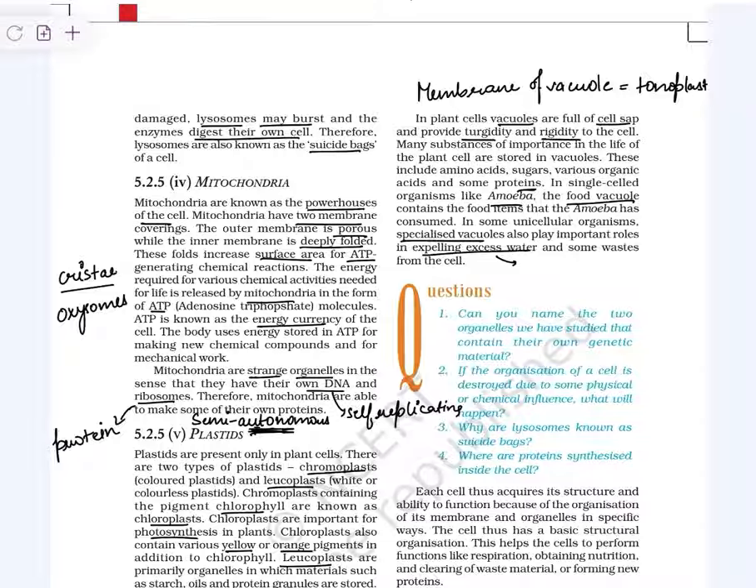means which plays a role in osmoregulation and expelling some excess of the water and some waste from the cell.